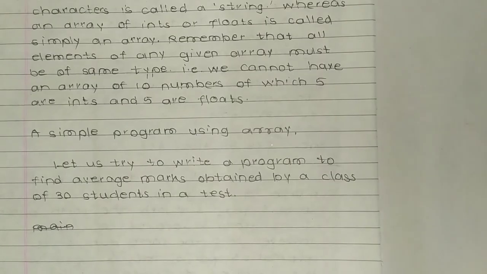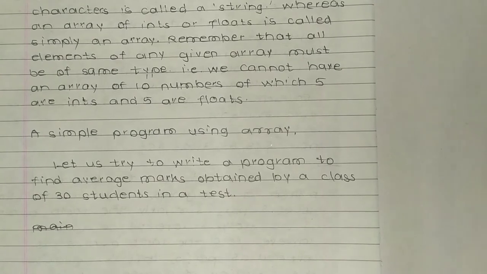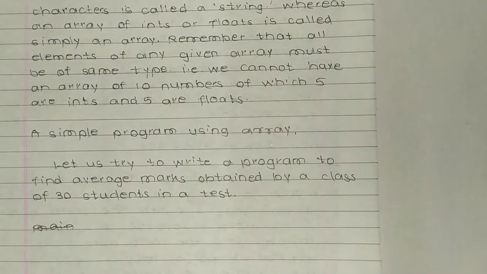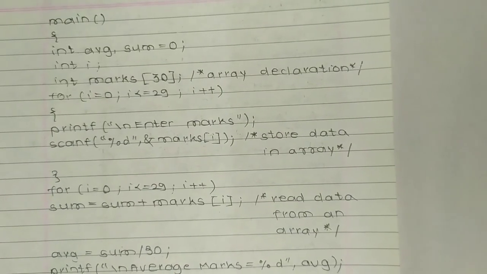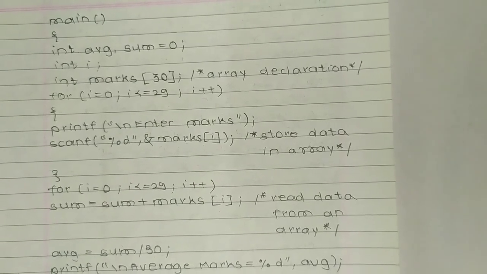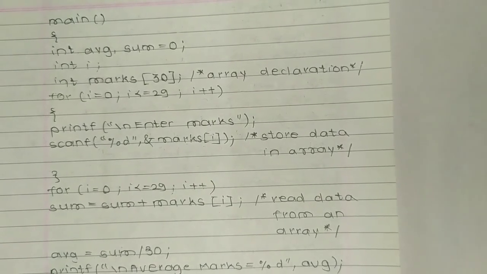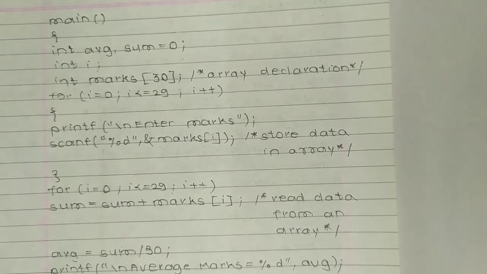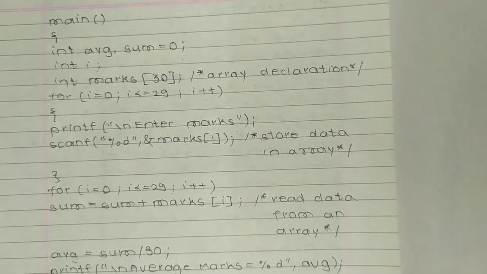A simple program using an array. Let us try to write a program to find the average marks obtained by a class of 30 students in a test. main(), int average, sum = 0, int i, int marks[30]. So average and sum are integers, then i is an integer. int marks[30], so marks[30] is an array. That is the array declaration.